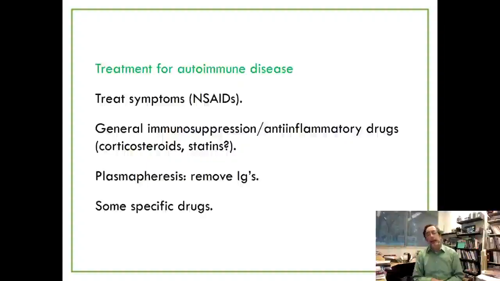Statins are another category that will just generally turn the whole body's response down. There's something called plasmapheresis, which is where you deliberately remove the Igs from the blood. If you have a problem with too many or self-reactive Igs, this could be one way to treat it. But you can see you're losing all the good they do as well as the bad they're doing.